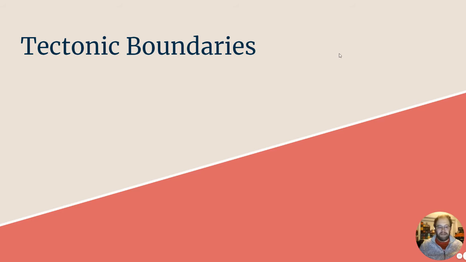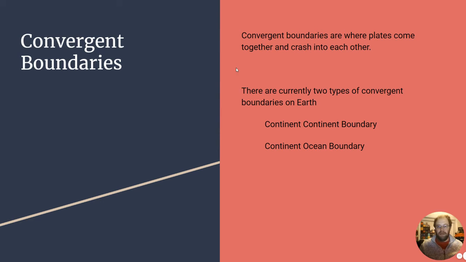Let's talk about tectonic boundaries and what happens at them. This is kind of the meat of plate tectonics. The first type of boundary between the plates is called a convergent boundary. And this is where plates come together and smash into each other. And there are currently two types of convergent boundaries on Earth. There's a continent-continent boundary where two continental plates run into each other, and a continent-ocean boundary where a continental plate hits an oceanic plate.